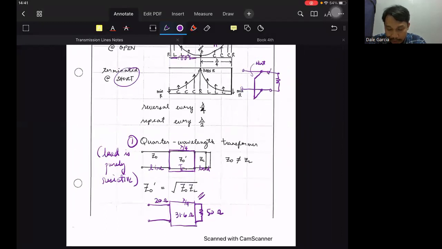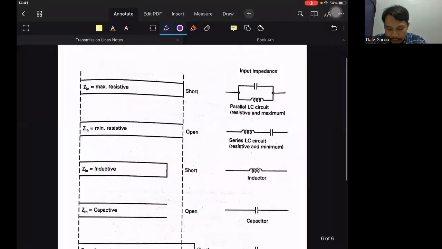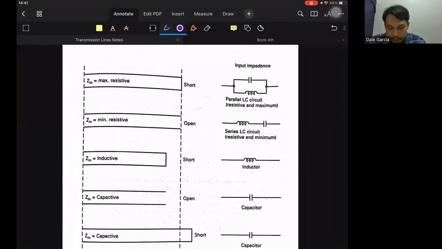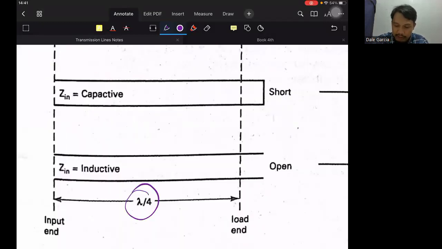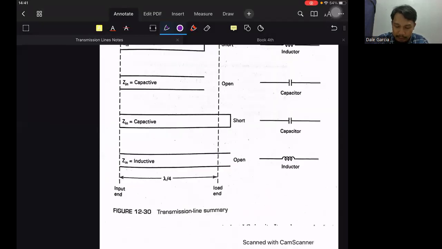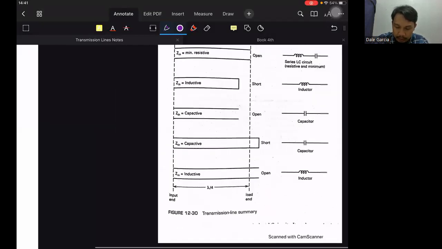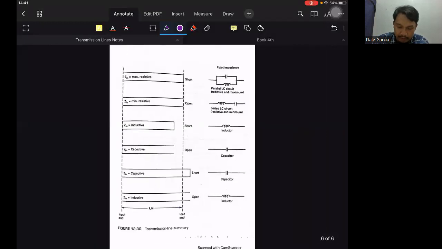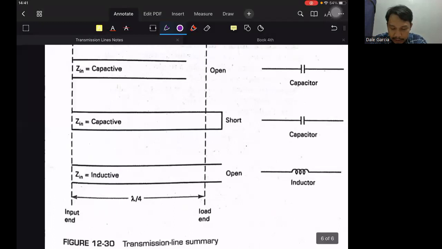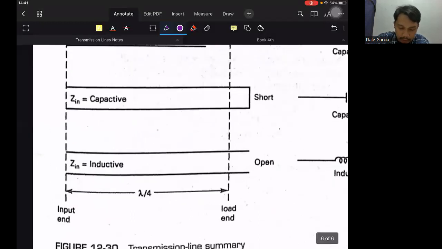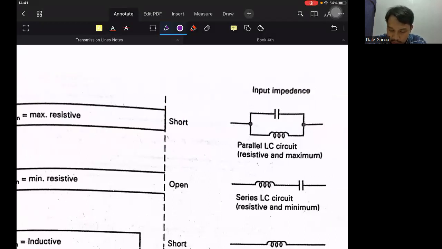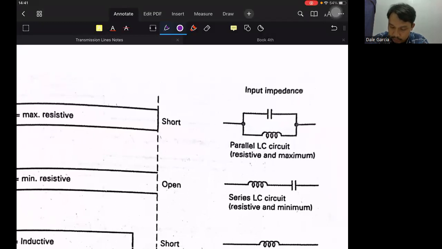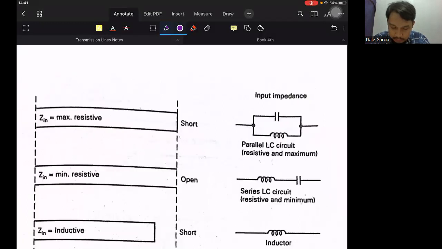So the next slide is a summary of the equivalent circuits of different lengths of transmission line. So this one is 1/4 wavelength long. Okay, all of these are 1/4. We did not use or make a graph just like this one, but it is already set at 1/4 wavelength. So a 1/4 wavelength matching stub that is shorted, the equivalent circuit is resistive and maximum. Is that correct? The same as the first one?